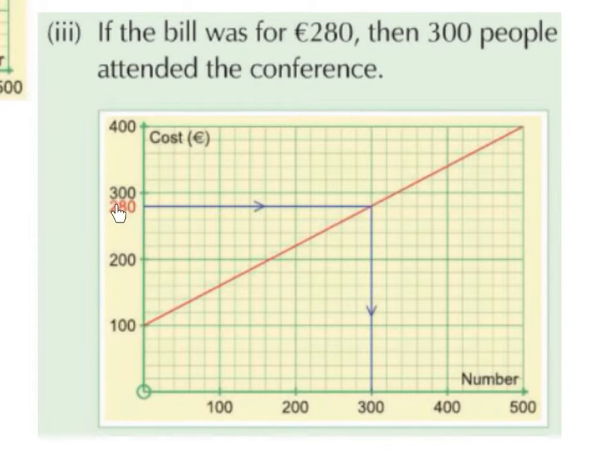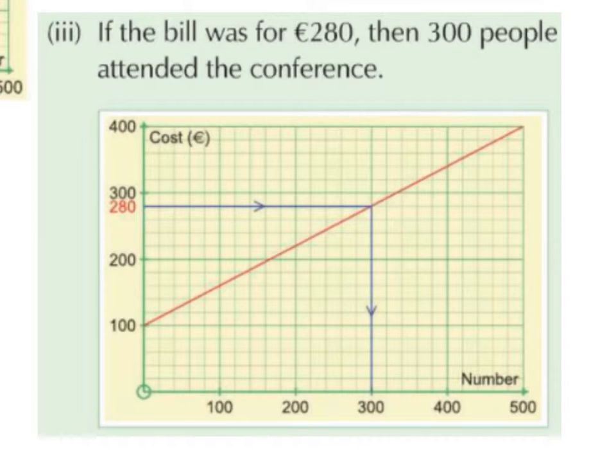So this is 280. We draw a line across until we touch our graph, and then we draw a line down and we get to 300. So if the bill was for €280, then 300 people attended the conference.